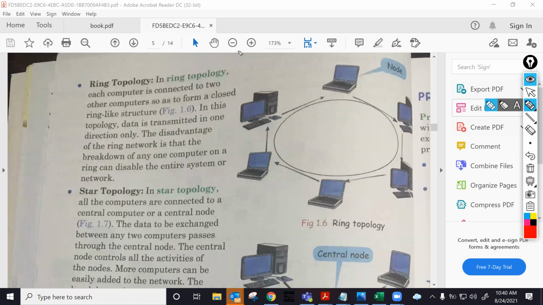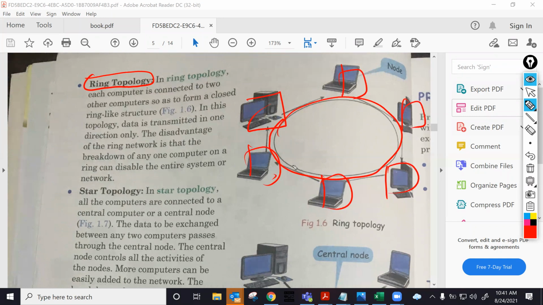Next one, we will talk about the ring topology. In the ring topology, each computer is connected to two other computers so as to form a closed ring structure. So it's like we have a ring. Normally we wear a ring, no? Something like that. So computers get connected around the ring.